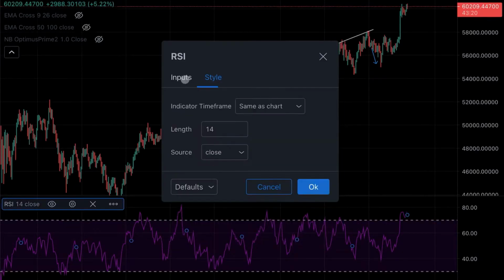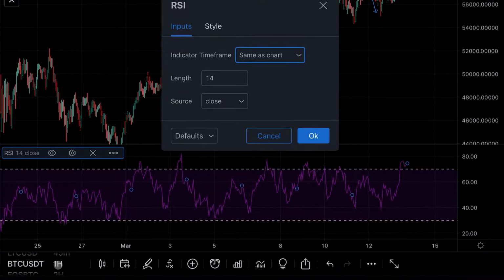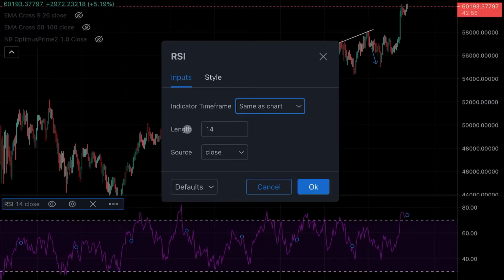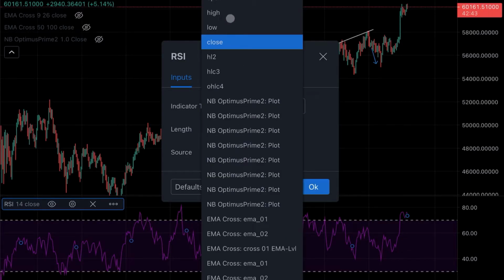So if you pull up the RSI box first, we'll check the inputs and we'll check the indicator time frame to be the same as the chart. So whatever we put our chart here is what it's going to display the information as. Now the length is where the information is actually being pulled from. So this is the past 14 days time. If you had it at 14 here, it would take the information from the past 14 days and consolidate it into that range.